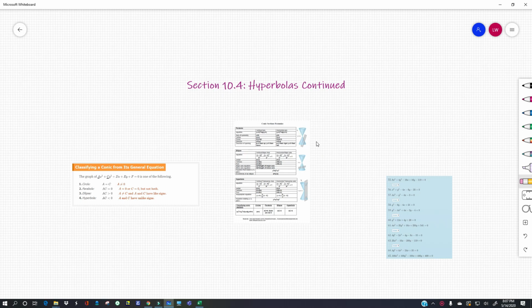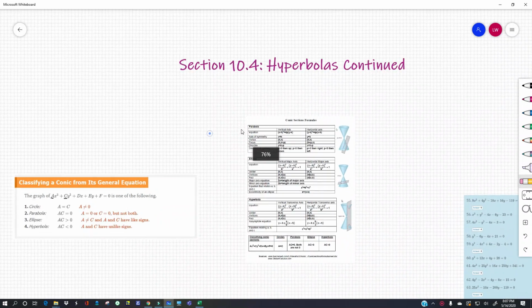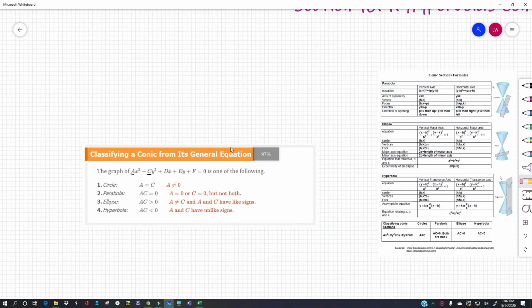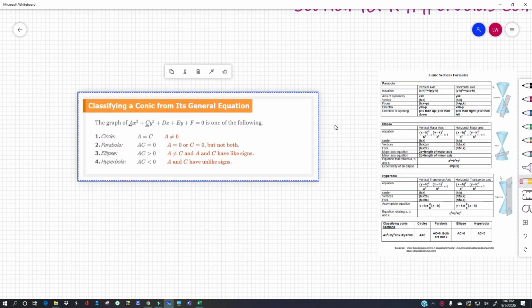Okay guys, so we're going to finish up section 10.4 today with hyperbolas, and it's not just so much hyperbolas anymore. You've learned everything you need to know about the hyperbola, and from the scores that I'm getting, it seems like you're understanding the concept. You seem to be doing pretty well, so we're going to finish up here.